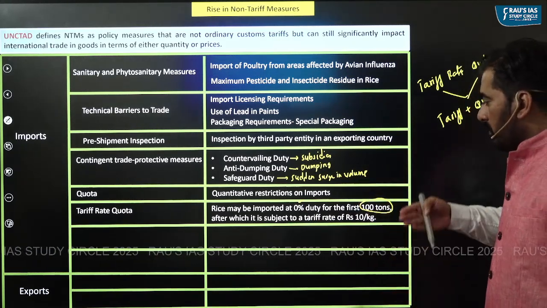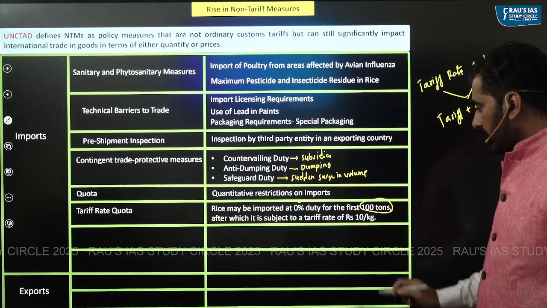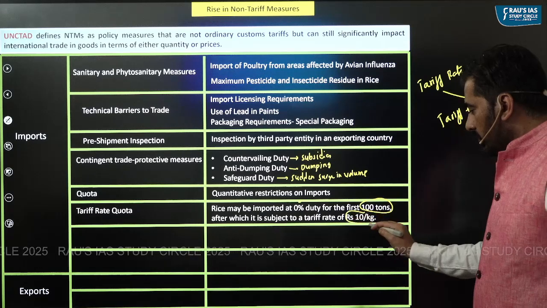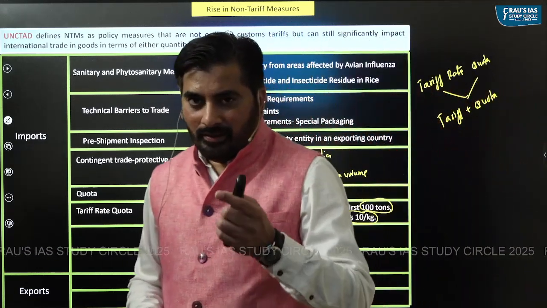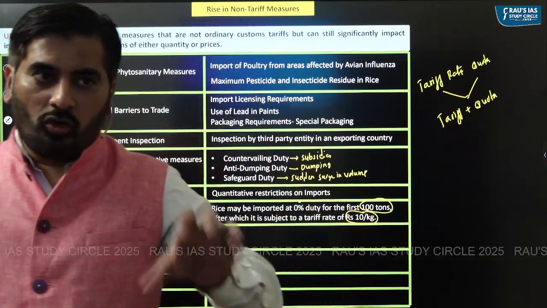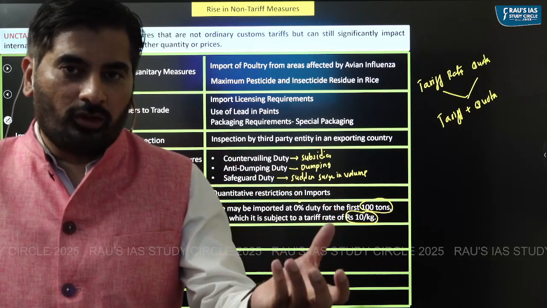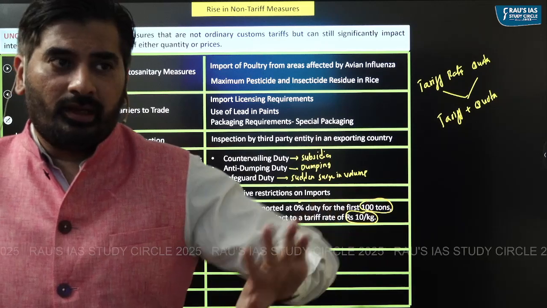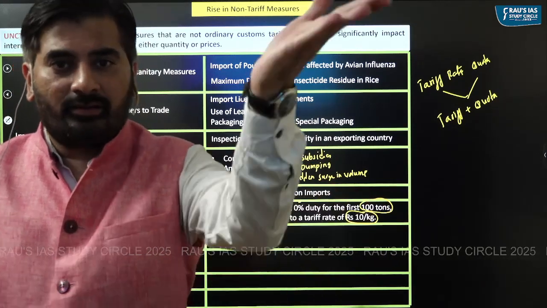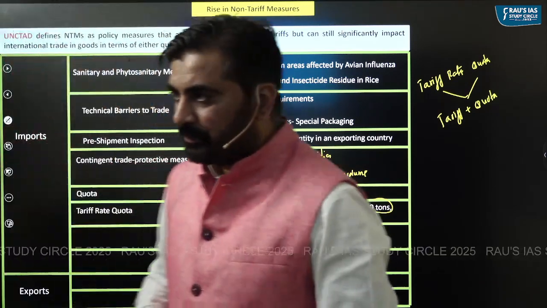But beyond 100 tons of rice, if we are importing rice, then the custom duty will be rupees 10 per kg. So what is happening here in this particular measure, there is a combination of tariff and quota also. Up to a particular limit, no custom duty. But as soon as the limit increases, custom duty will increase. That is what is tariff rate quota.